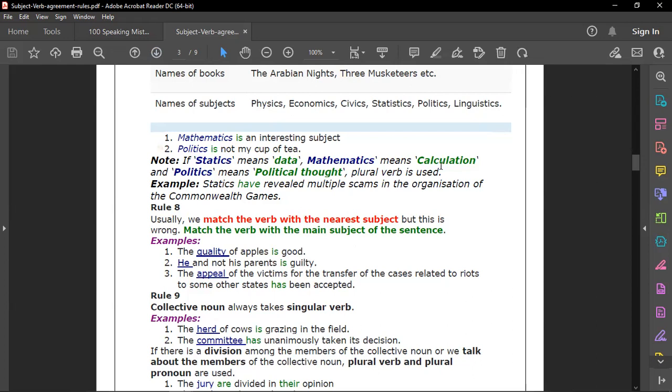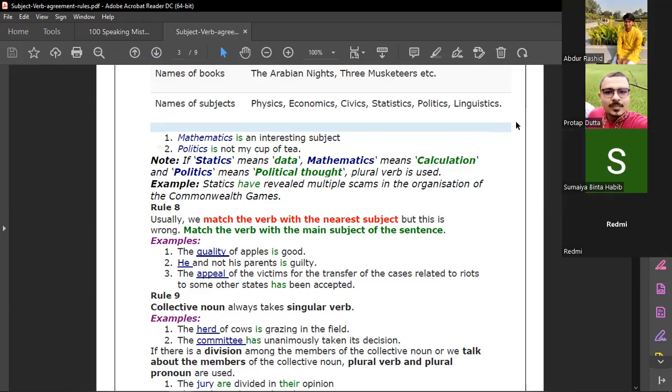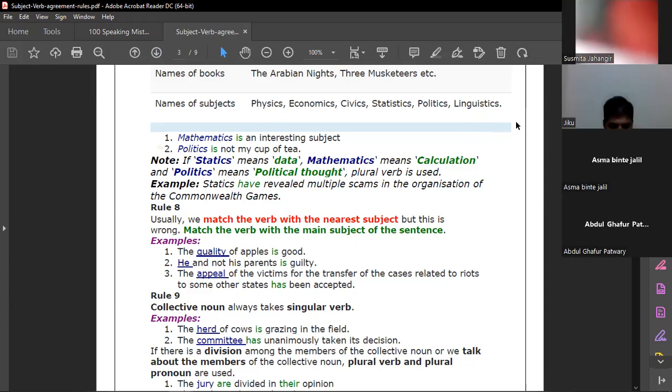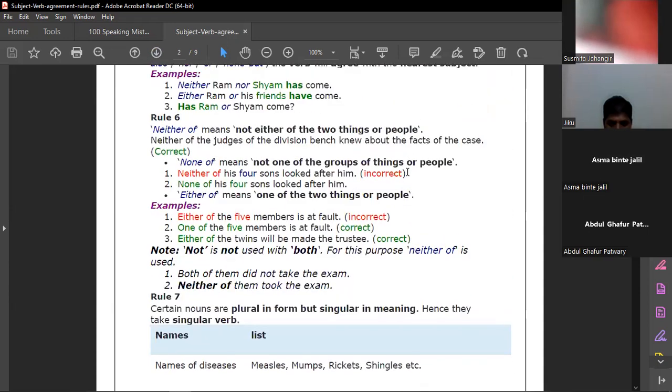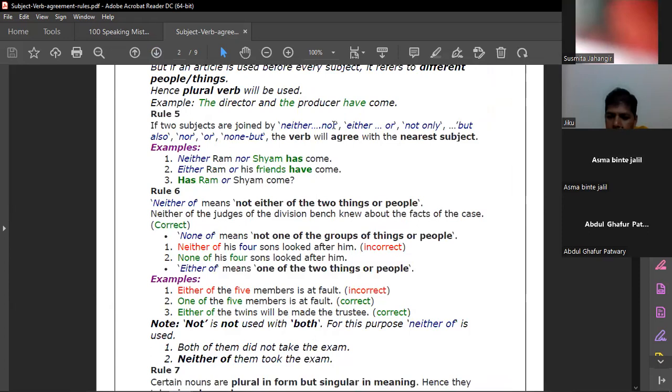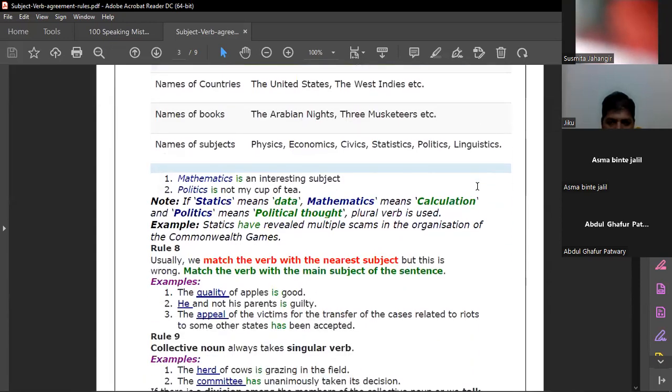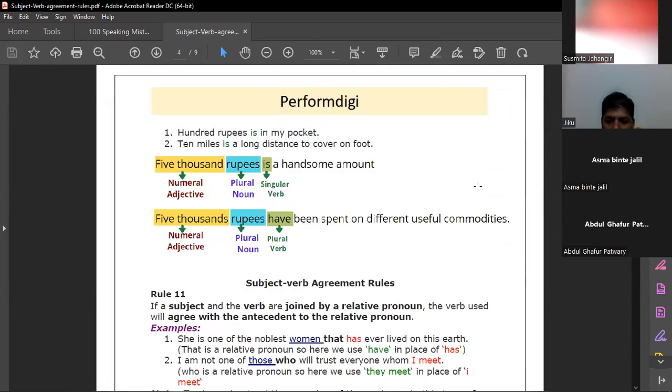When do we take the nearest subject? Which words should be there? Either or, neither nor. Okay, let's go for it then. Yes, she remembered that when words like neither nor, either or, not only are there, we take the nearest subject. Thank you. Who said that? Sumaya binta Habib. Oh, very good, thank you.